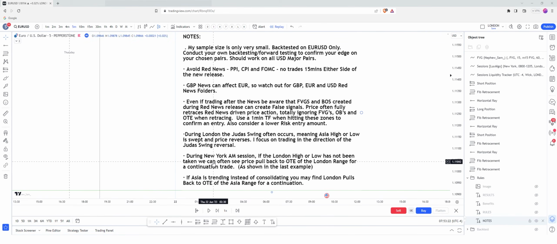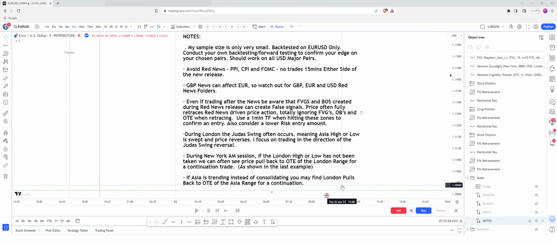And then finally, kind of outside the criteria of the model that we've been discussing, but if you find that Asia's trending instead of consolidating, London may pull back to optimal trade entry of the Asia range for a continuation. So we may not get a Judas swing because Asia has not been consolidating. Instead, Asia is now trending in a particular direction. So if you've got quite large moves in Asia and it's breaking out, you may find that you get a pullback to optimal trade entry and then a continuation in London.